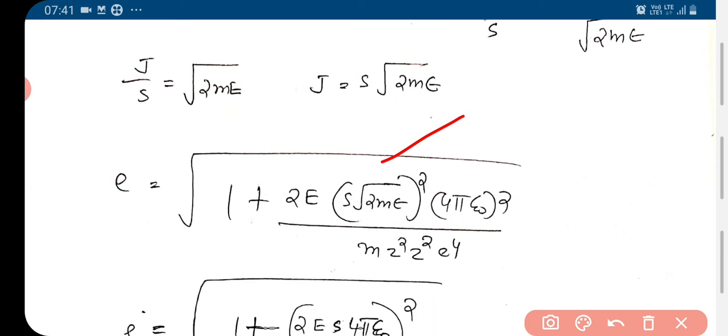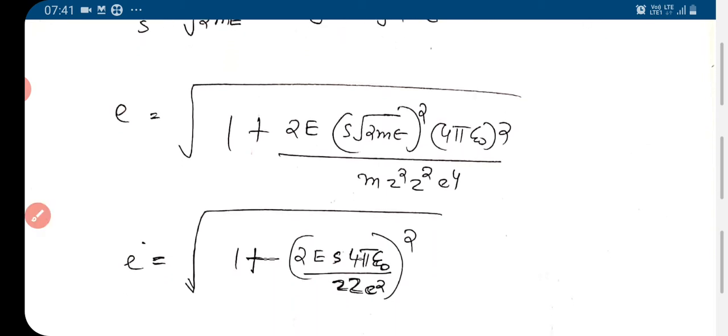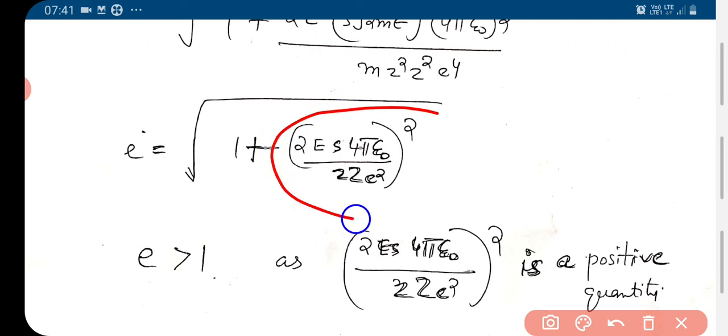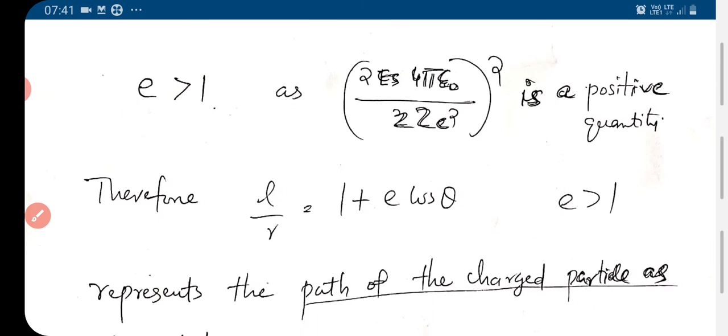J is S root 2mE, that we substitute, and we get e as equal to root of 1 plus 2ES over 4 pi epsilon 0 by small z capital Z e square, whole square. And this quantity, you know, that is a positive quantity. So e will be greater than 1. The eccentricity will be greater than 1 because this is a positive quantity.